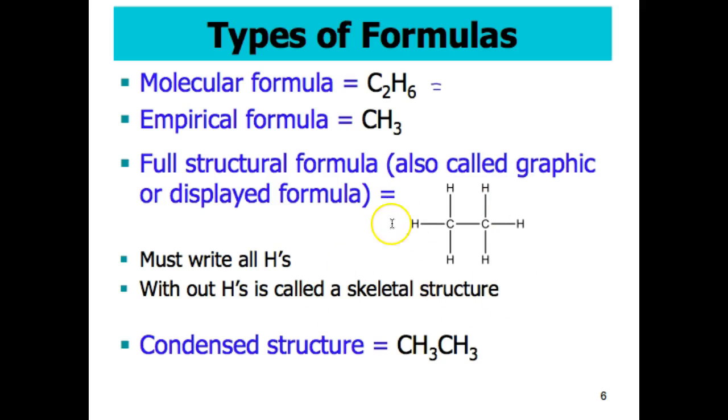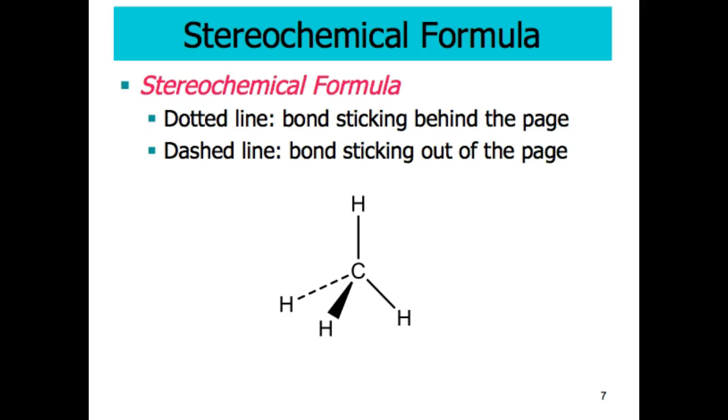You must include all the H's. If I don't have the H's, so if it's just left blank, that's called a skeletal structure. So a little different than Regents chemistry where you could do it either way. Here the structural will have all the hydrogens, skeletal has no hydrogens. And then you have the condensed structure, which is just showing you the arrangement of the atoms. So here C is connected to 3 H's, so you would say CH3, then there's a C with 3 H's. So CH3, CH3.